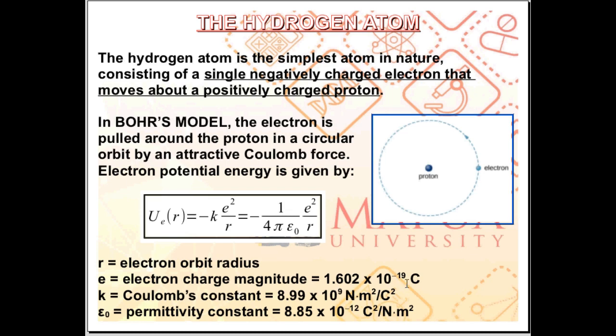1.602 times 10 to the negative 19 coulomb. k is known as the Coulomb's constant, 8.99 times 10 to the 9th power newton meter squared per coulomb squared. Epsilon naught is the permittivity constant, equal to 8.85 times 10 to the negative 12 coulomb squared per newton meter squared.